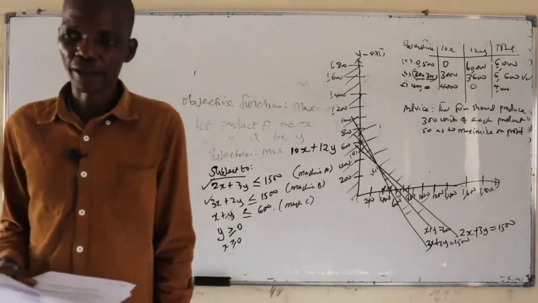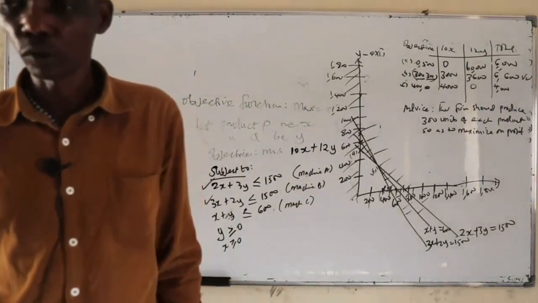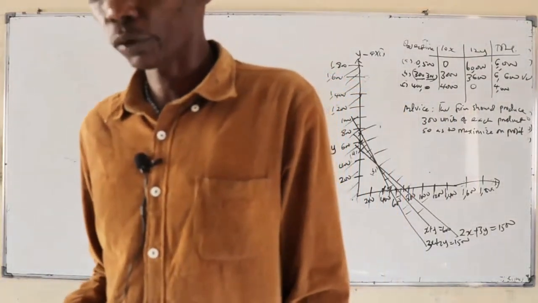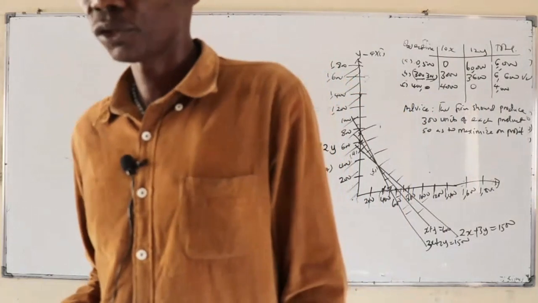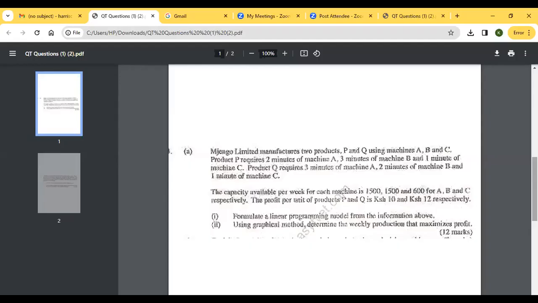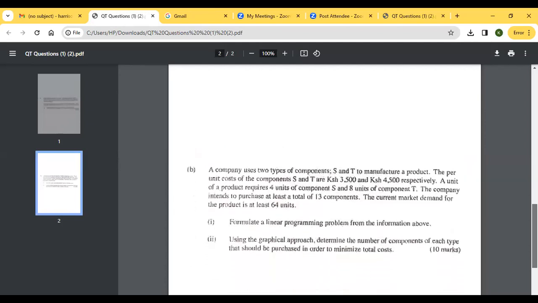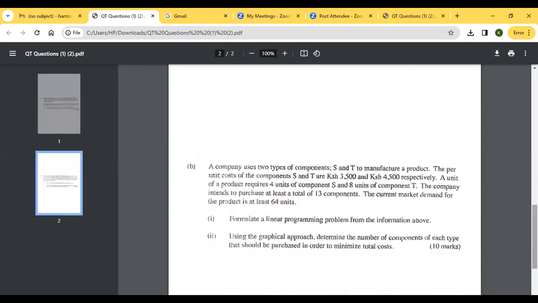So I want to believe that the first question is clear and you are able to grasp the concept, how easy it is, and how you are supposed to go about it. What I'm saying is that in linear programming, the first step is the identification of the objective function, the objective that you wish to achieve, either profit maximization or cost minimization.